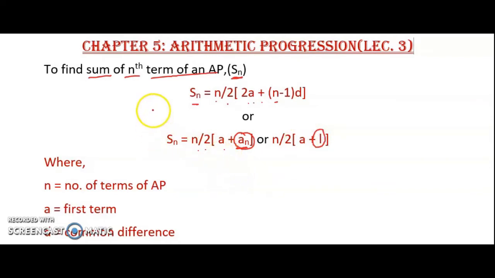So here we have two formulas to find out the sum of n terms of an AP. This is the first formula, n by 2 into (2a plus (n minus 1)d), and this is the other formula, Sn equal to n by 2 into (a plus an). an and the last term both will be equal. Okay.